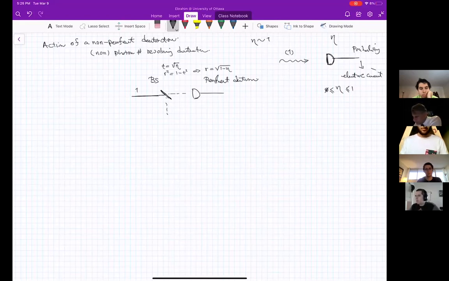But remember that your detector is not resolving the number of photons. It doesn't have this capability. If it sees 1 photon, it clicks; 2 photons, clicks; 3 photons, clicks, and so on. But 0 photons, no, it does not click. Good?